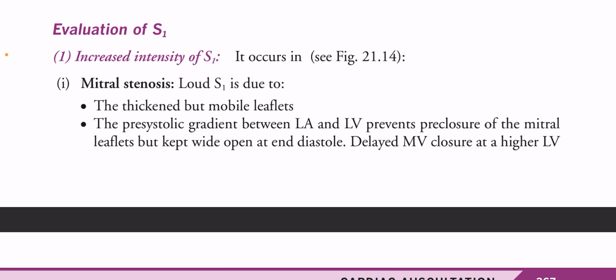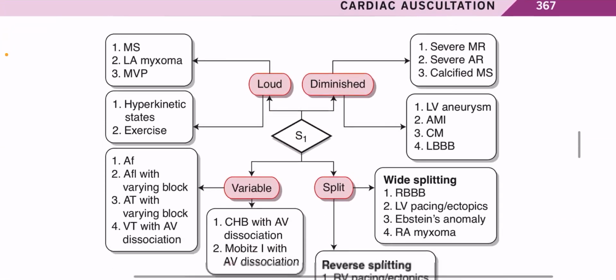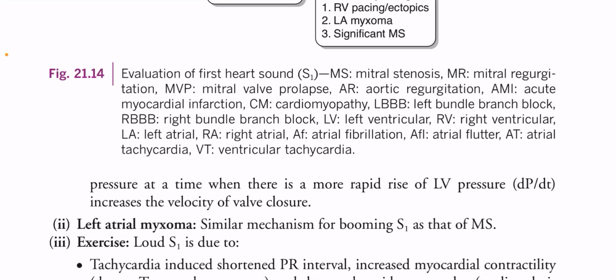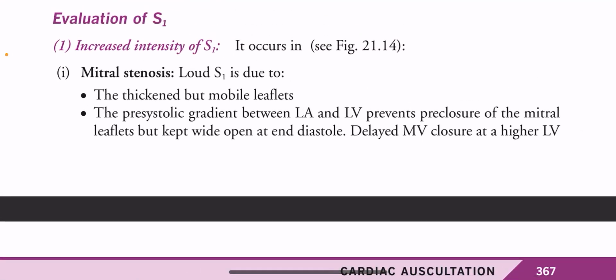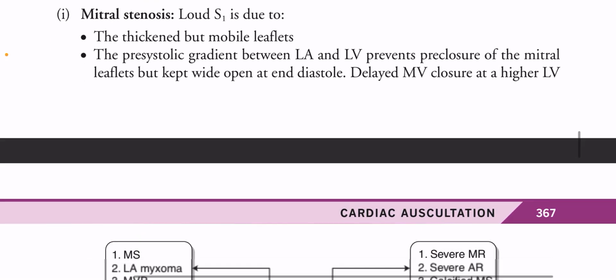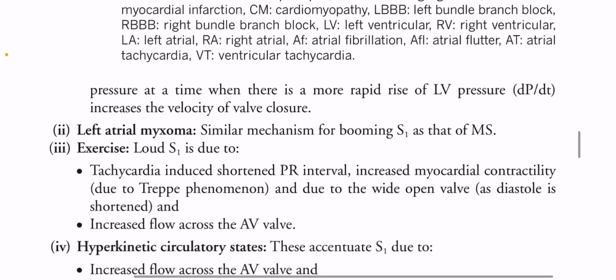Delayed mitral valve closure at a higher LV pressure, at a time when there is a more rapid rise of LV pressure, increases the velocity of the valve closure. So in mitral stenosis, there is a loud first heart sound due to the thickened but mobile leaflets. Second, the presystolic gradient between LA and LV prevents preclosure of the mitral leaflets but keeps them wide open at end diastole. Delayed mitral valve closure at a higher LV pressure at a time when there is a more rapid rise of LV pressure increases the velocity of the valve closure.